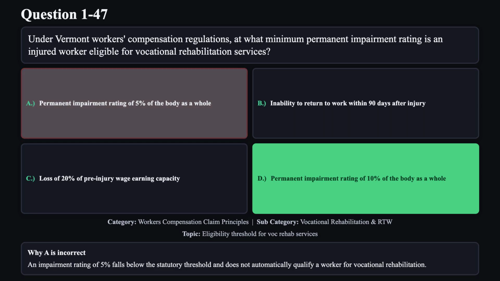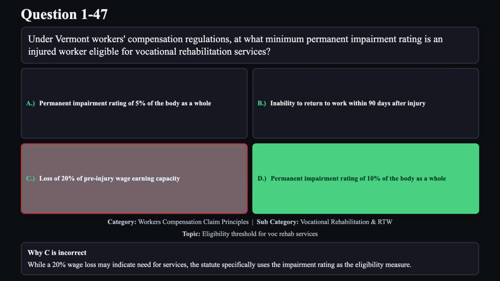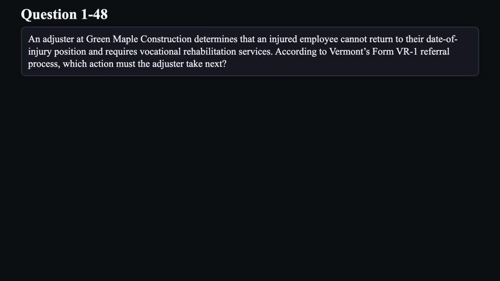An impairment rating of 5% falls below the statutory threshold and does not automatically qualify a worker for vocational rehabilitation. Reason B is not correct. The statute does not base vocational rehabilitation eligibility solely on duration of disability, such as a 90-day absence. Reason C is not correct. While a 20% wage loss may indicate need for services, the statute specifically uses the impairment rating as the eligibility measure.